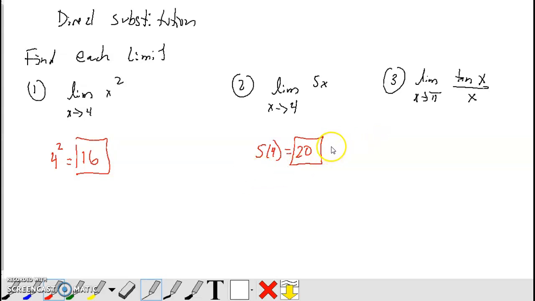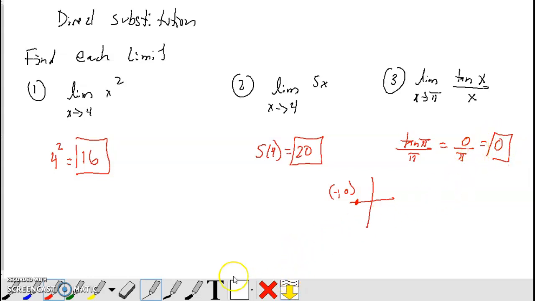For this one, this will be the tangent of pi over pi. Now we have to remember where pi is. So pi is down here. So on our unit circle, this would be your -1, 0. So technically, this will be 0 over pi. Anything divided by 0 is just going to be plain old 0. So hopefully you got those numbers.